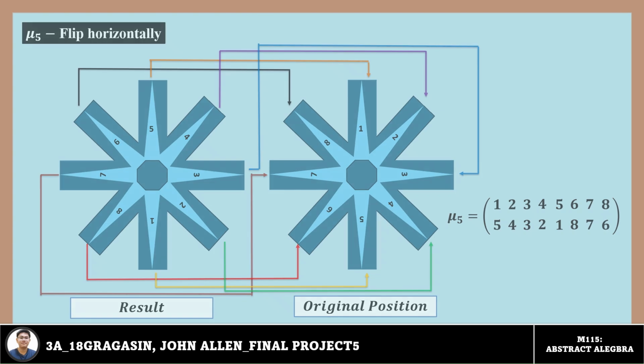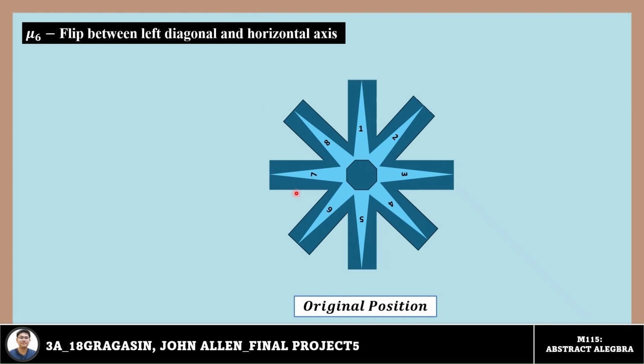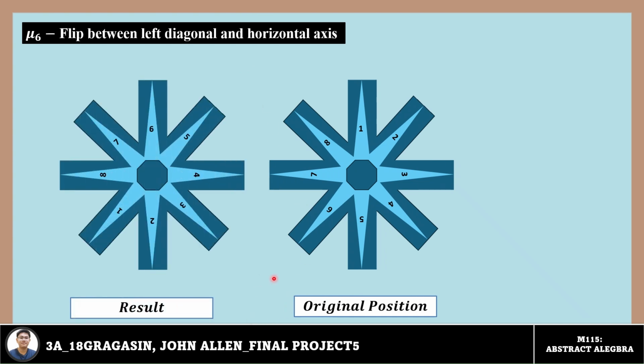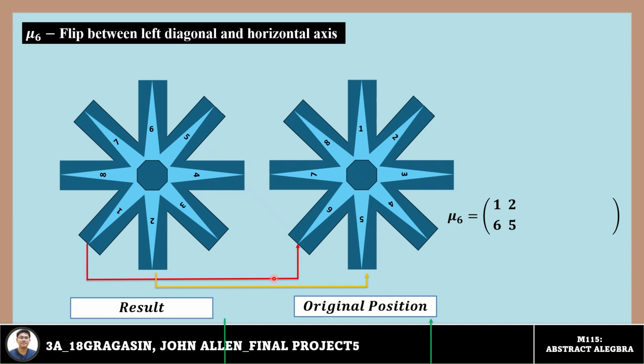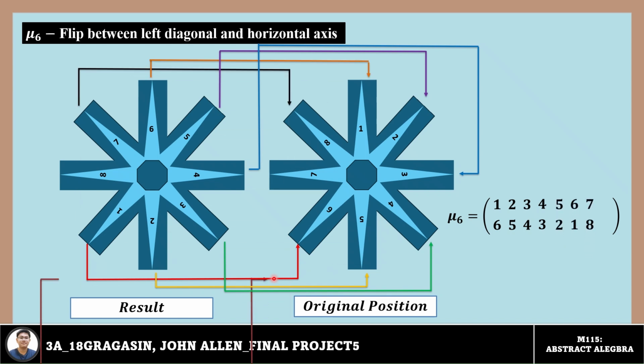Next, for our mu sub 6, we have here flip between left diagonal and horizontal axis. So we have here the original position and we have here the result. So we have here the mu sub 6: 1 is to 6, 2 is to 5, 3 is to 4, 4 is to 3, 5 is to 2, 6 is to 1, 7 is to 8, and 8 is to 7. So we have here the elements for our mu sub 6.